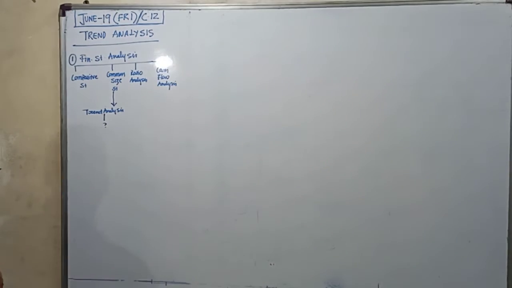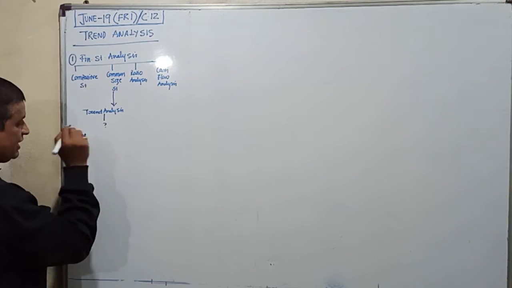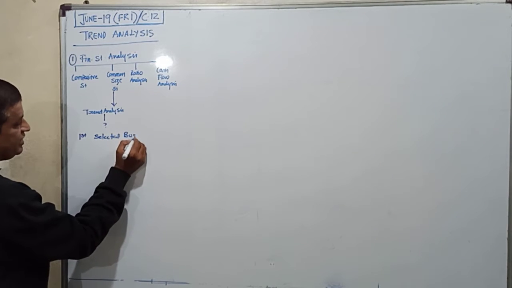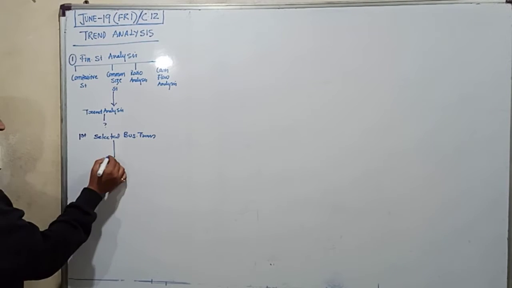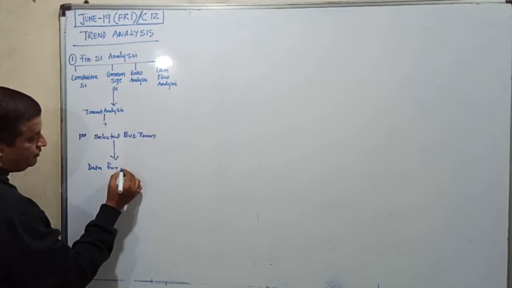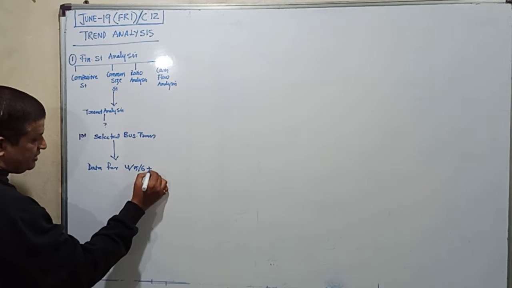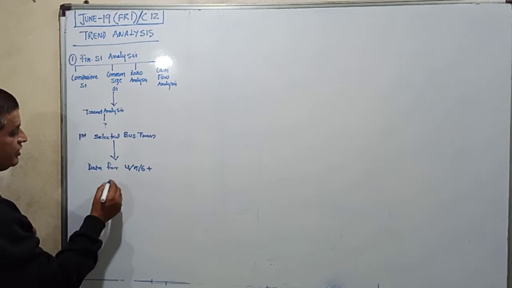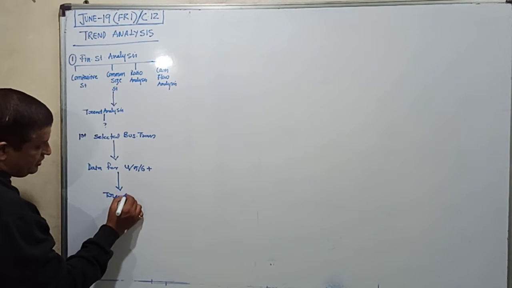So under trend analysis, what we do is first we take selected business transactions. Next, we take the data for 4 years, 5 years, 6 years plus. It depends. Minimum they try to take 4 years or 5 and 6 years. And for this data, we calculate the trend percentages.